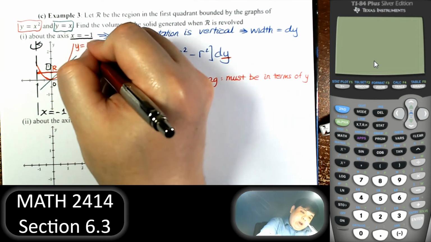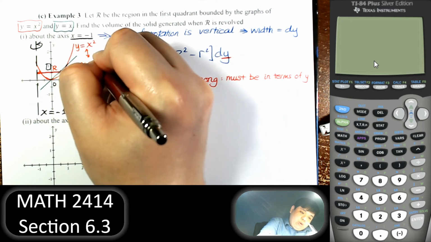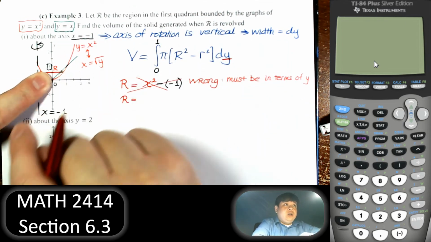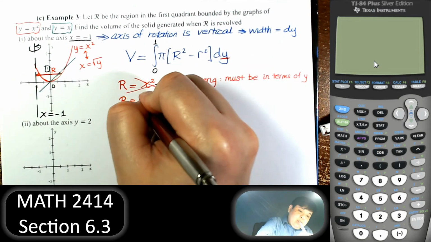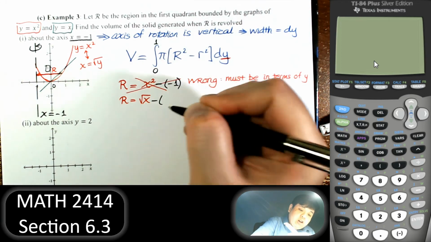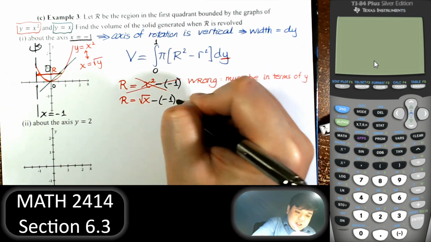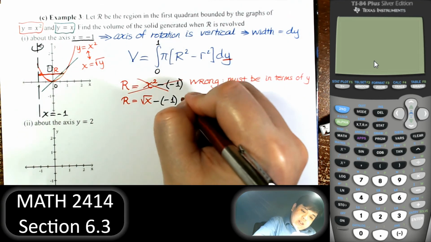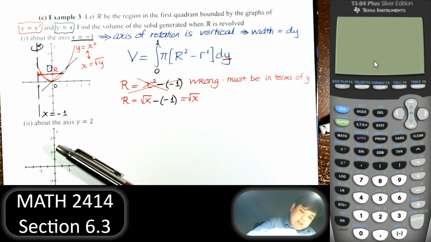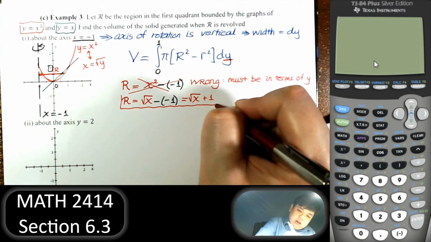If y equals x squared, equivalent to that is x equals square root of y, plus or minus, but we only talk about the first quadrant, so that's why it's positive. So the function on the right minus the function on the left, x equals -1, will be just square root of y plus 1. So that is the big R.